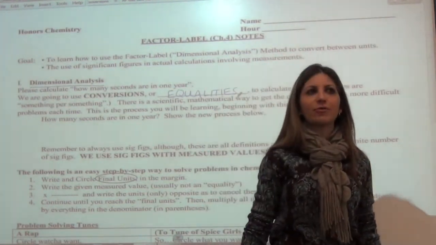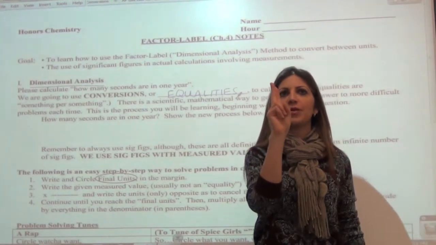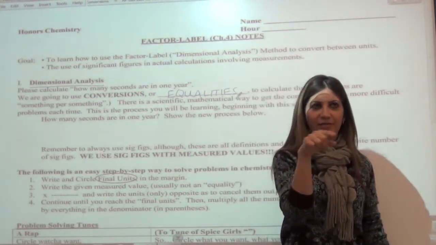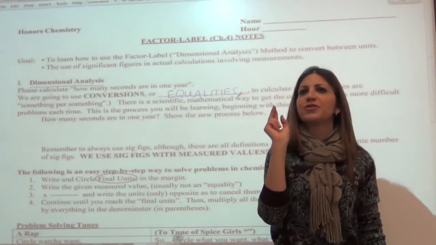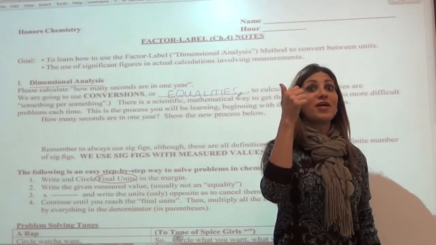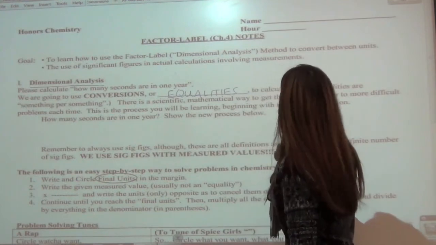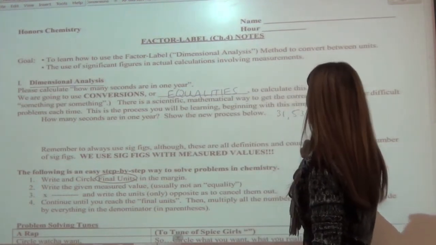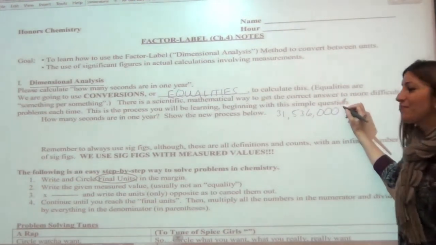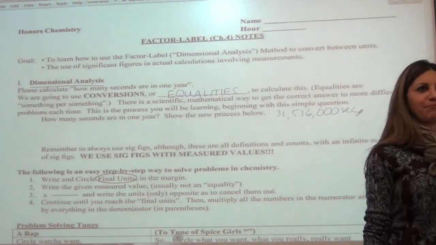On the count of 3, those of you that got it, I want the first 2 numbers of that long number in your calculator. I want the first 2 numbers. 1, 2, 3. 31. Perfect, 31. Yes, 31. Your answer should be 3153600, yes? Yep. Seconds. Okay.